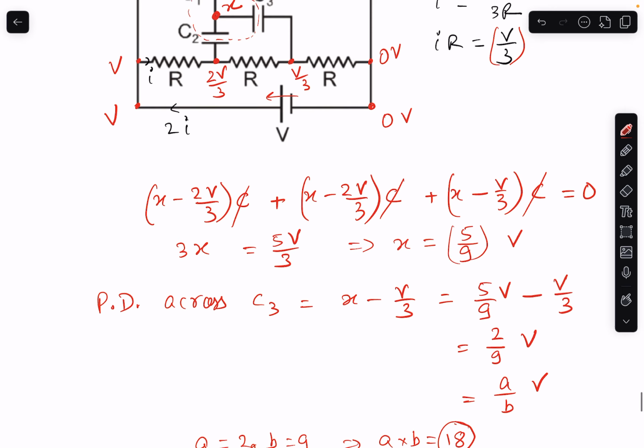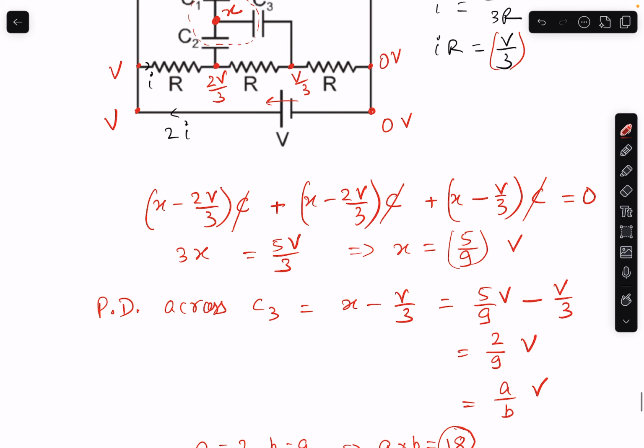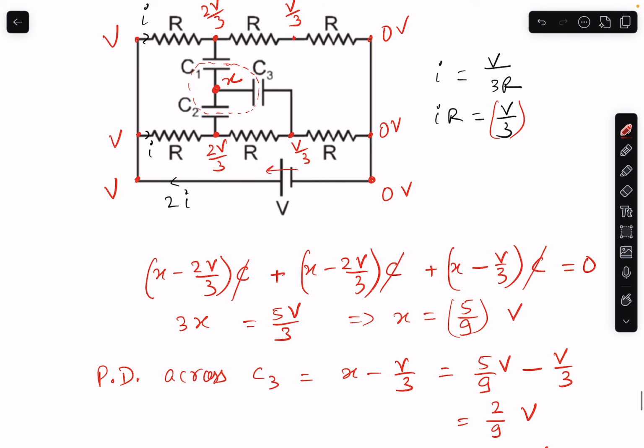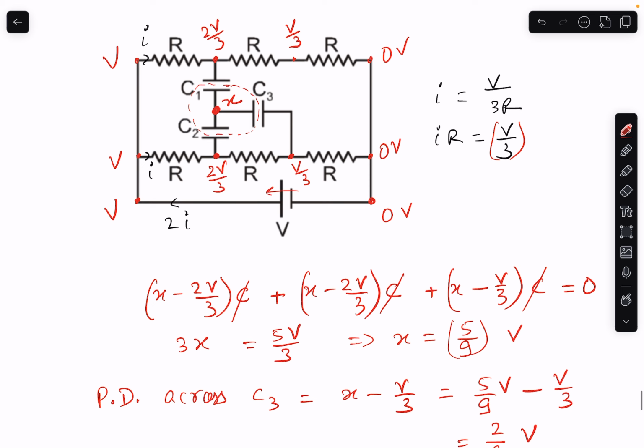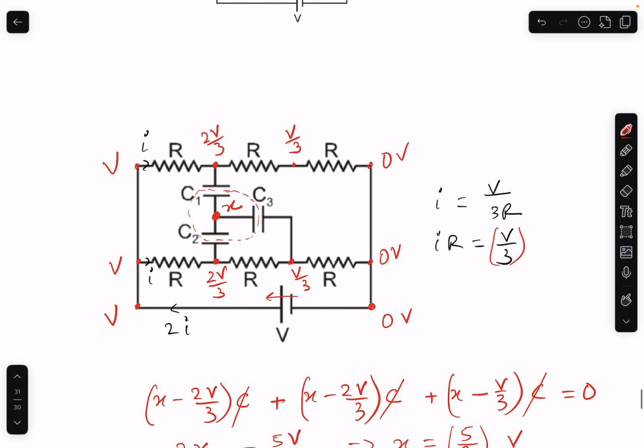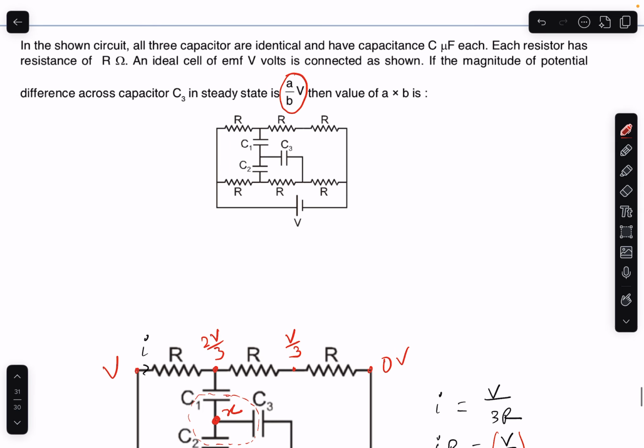So in steady state, no current will be through the capacitors. So we have only the choice to apply nodal analysis and get the potential X. Once we get the potential at the point X, we can easily calculate the potential difference across C3, and then we can solve and compare. That is all. This is a direct and simple problem.